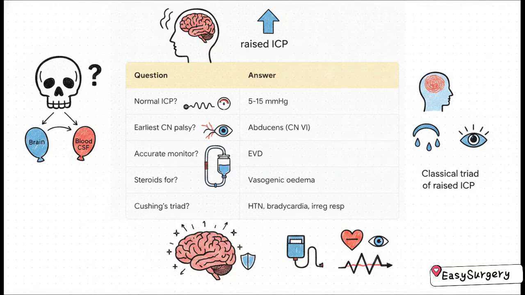Normal ICP? That's 5 to 15. The Monroe-Kelly doctrine? Fixed volume balance. Most accurate monitor? The EVD. Your earliest CN palsy, CN6. The classical triad is headache, vomiting, and papilledema. Do not confuse that with Cushing's triad, which is HTN, bradycardia, and irregular respiration. And steroids? Remember, use them for vasogenic edema only.